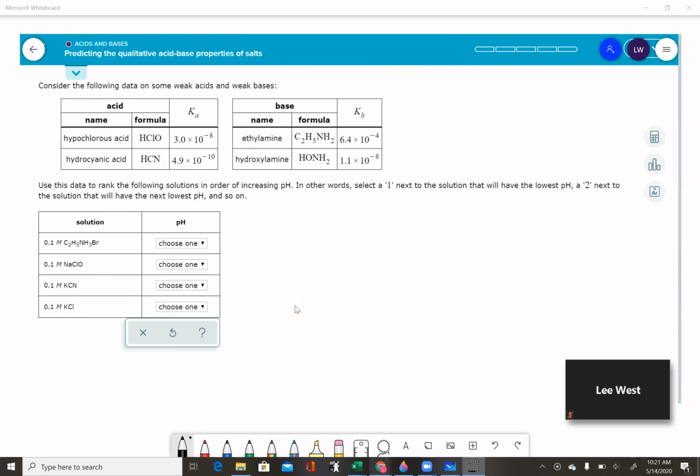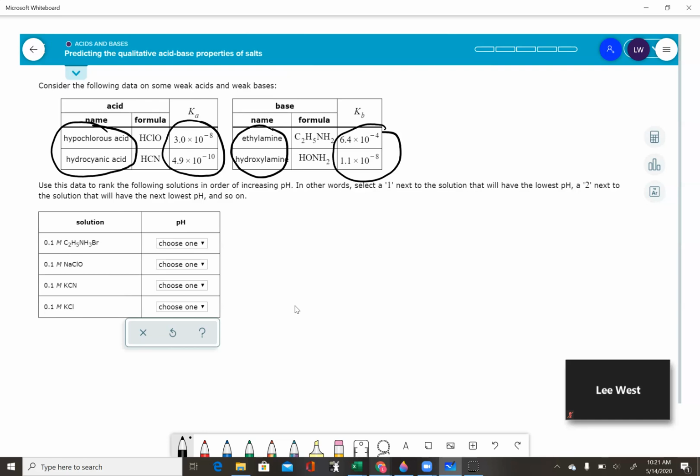So in this problem, you're asked to rank a series of ionic compounds according to their acid-base properties. What you're given are two weak acids, here they are over here. And you're given the Kas for those, so you can tell which one is stronger and which one is weaker. And then you're given two weak bases, and you're given the Kbs for that, so that you can judge which one is weaker or stronger.